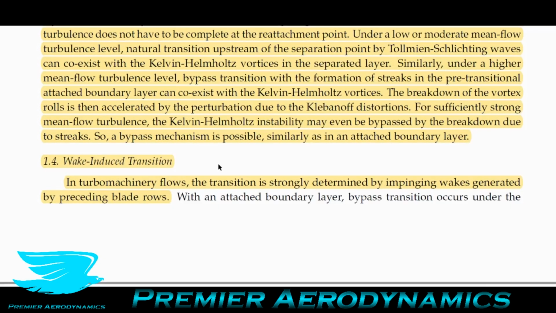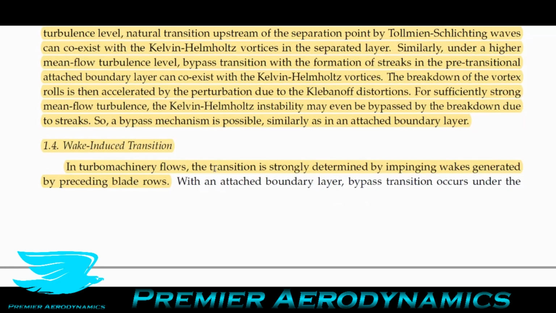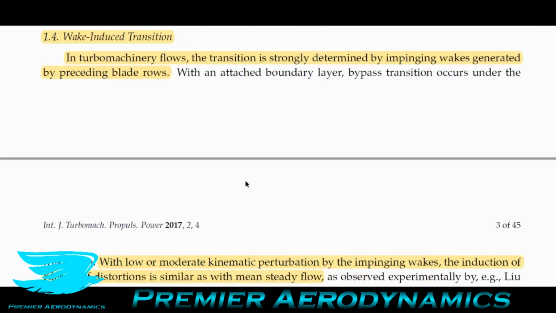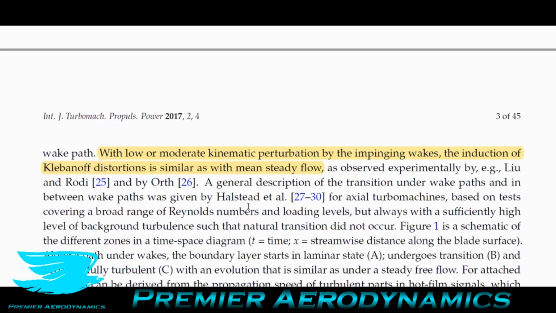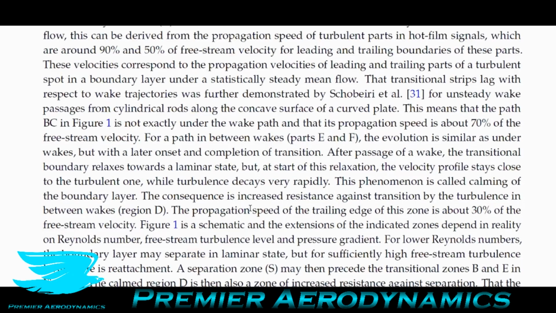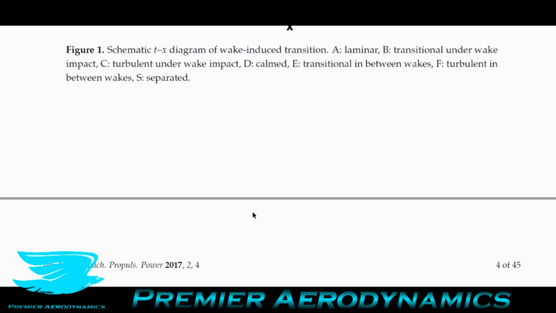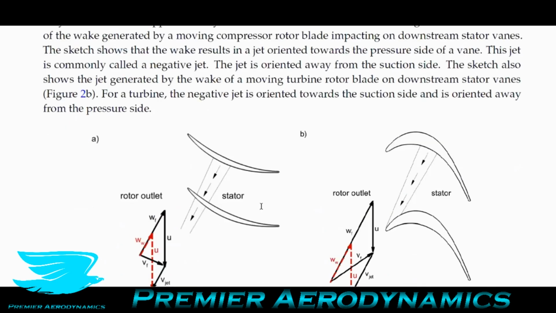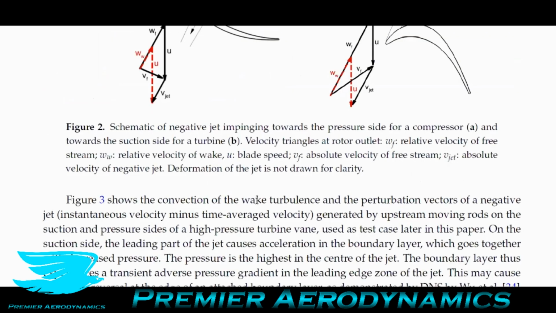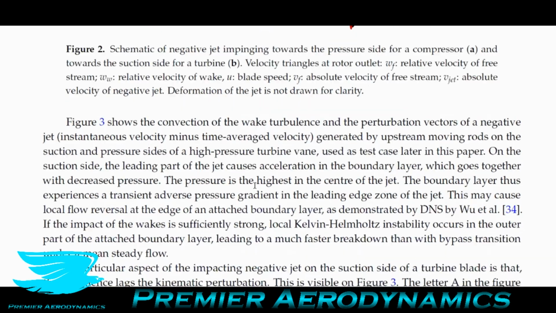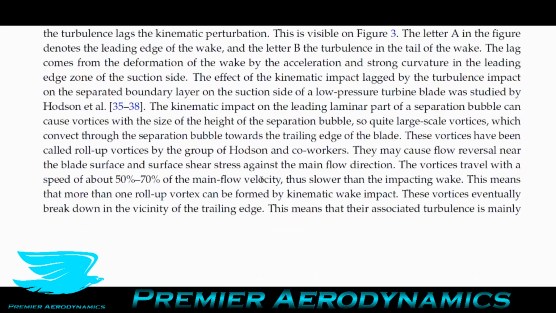The fourth way is wake-induced transition, and it's very much what it sounds like. In turbomachinery flows and other flows that have wakes, the transition is strongly determined by impinging wakes generated by preceding blade rows. With low or moderate kinematic perturbations by the impinging wakes, the induction of Klebanoff distortions is similar to that with mean steady flows. So in other words, you have the flow from one blade going over it, and a wake hitting the blade downstream, which causes all this turbulence and triggers the boundary layer transition to turbulence. That's a very easy mechanism to understand.